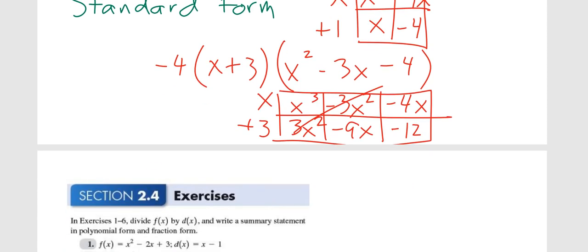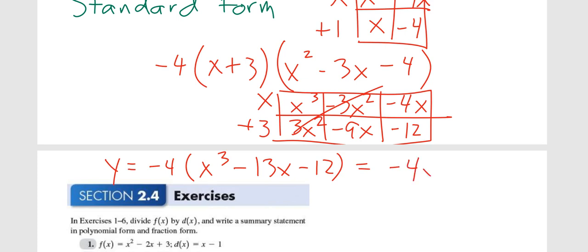So I got a -4x cubed, a minus 13x, and a minus 12. So it looks like my grand total is -4x cubed. Sorry, I'm going a little fast here. 52x and a positive 48.